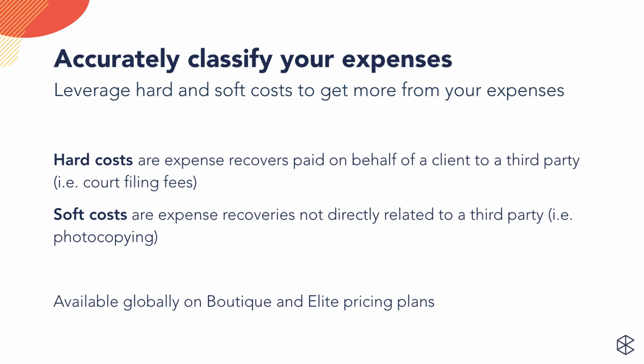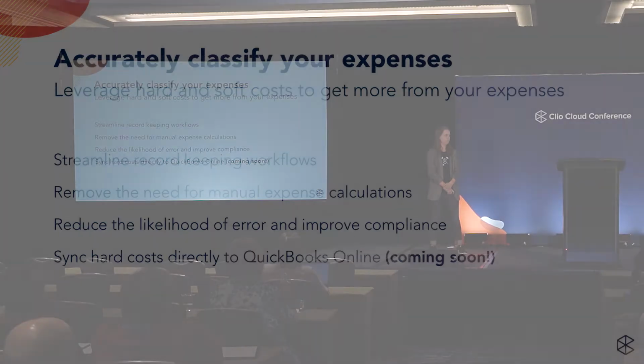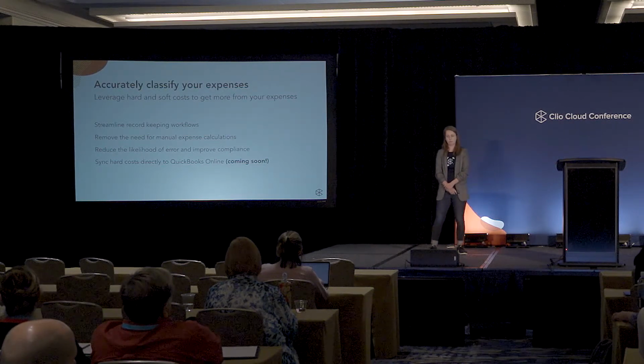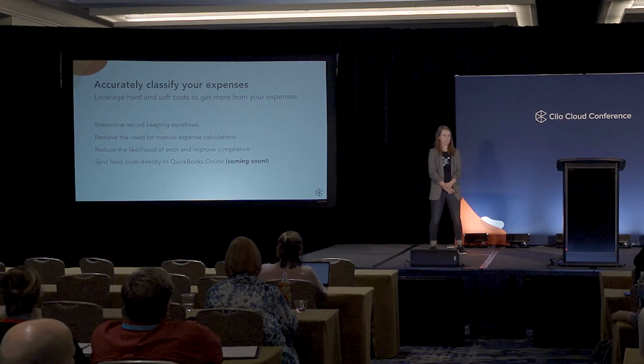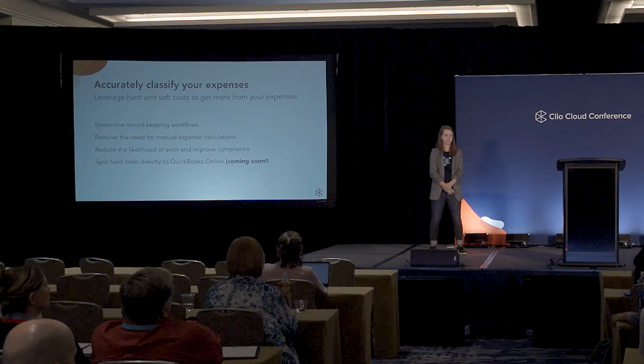And the reason we wanted to build a feature like this was to help streamline those accounting workflows. We definitely understand that the bookkeeping side of running a legal practice is not always the most fun. And every time you need to do any sort of manual calculation or manual categorization, that introduces room for human error. And we're trying to avoid that wherever possible. So by creating these categories for hard costs and soft costs, you can then more efficiently categorize your expenses and hopefully make fewer errors as a result.